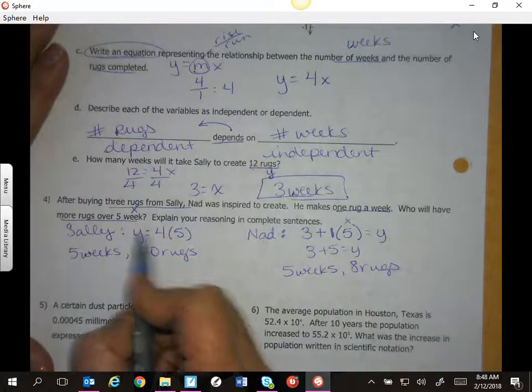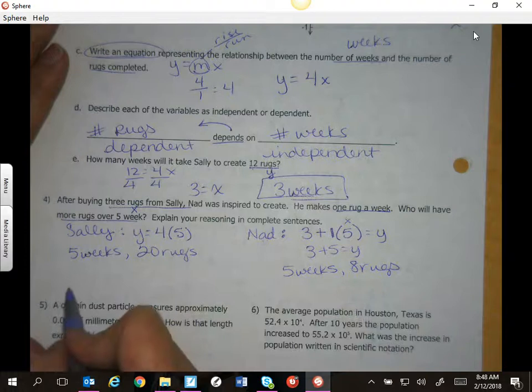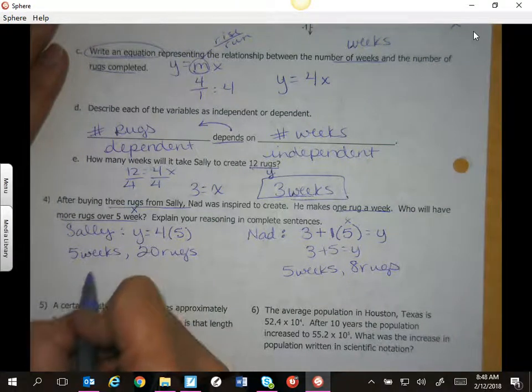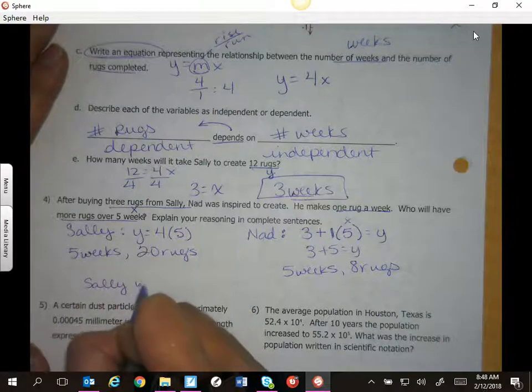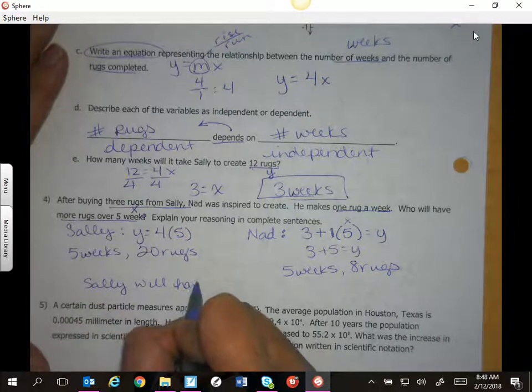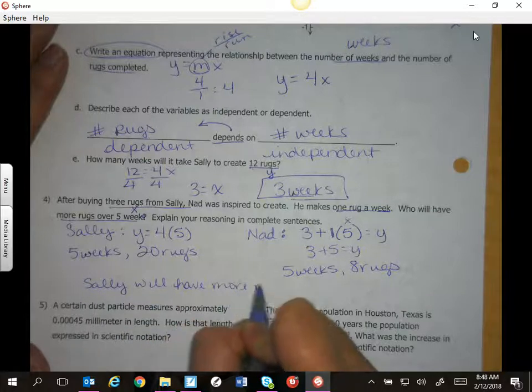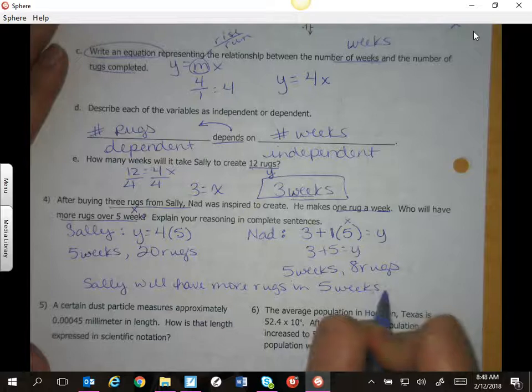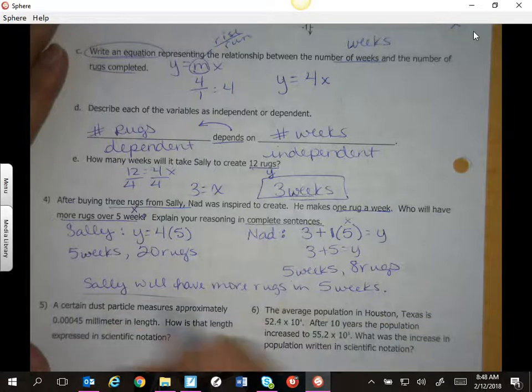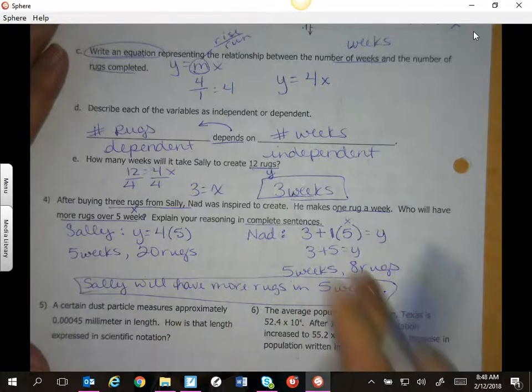So the question is, who will have more rugs over 5 weeks? There should be an S there. Sally will have more rugs in 5 weeks, because it wants us to write a complete sentence. And as long as you're showing your work, you're justifying that.